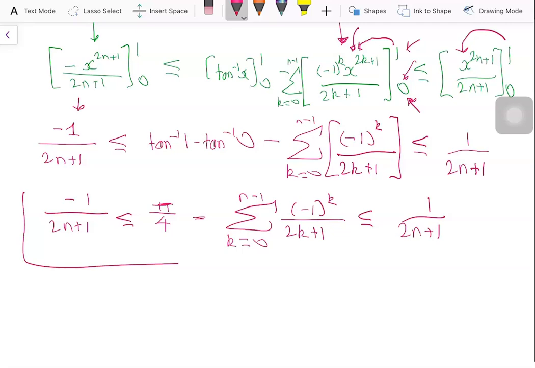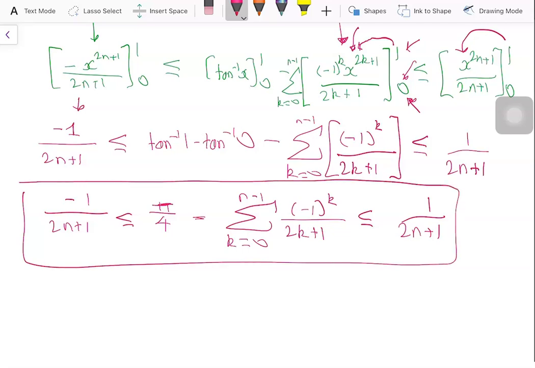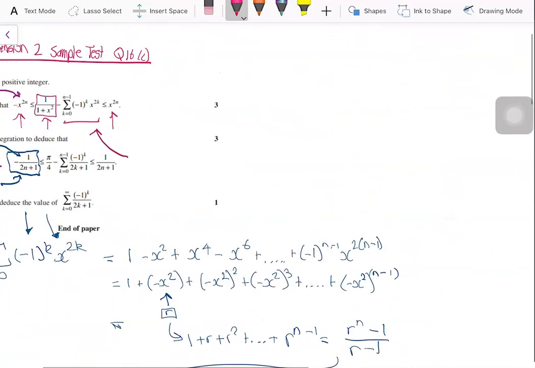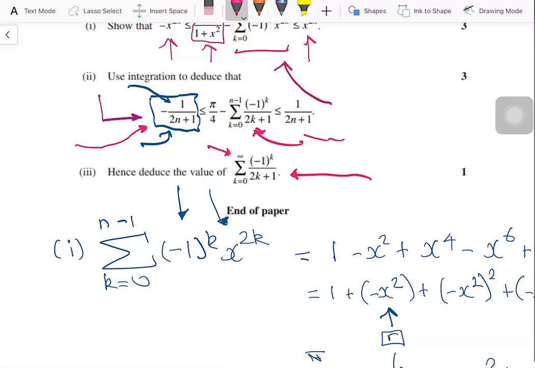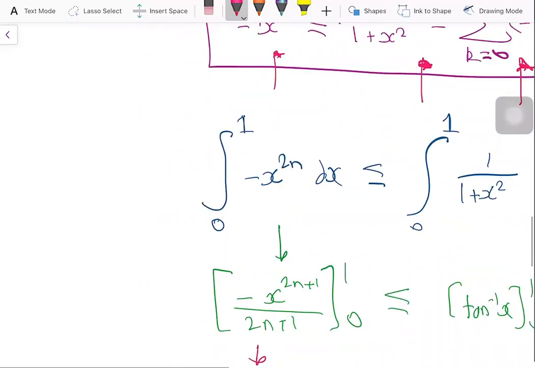Okay, so let's have a look at this. Go back to what we needed to prove at the beginning. You can see we have the same inequalities as what we needed to prove, so this completes the second part of the question. And now it says hence deduce the value of this infinite sum. So this is k equals 0 to infinity. We have this inequality involving a finite sum, and we have to see how it works for an infinite sum.